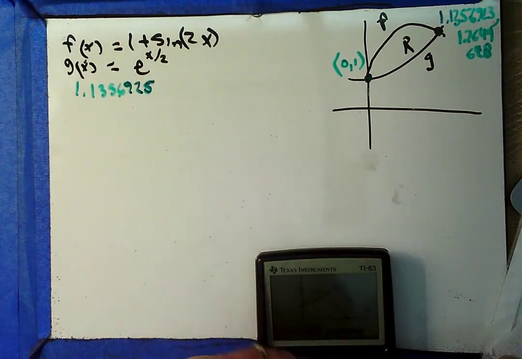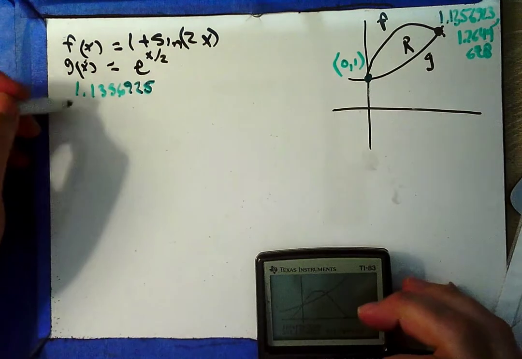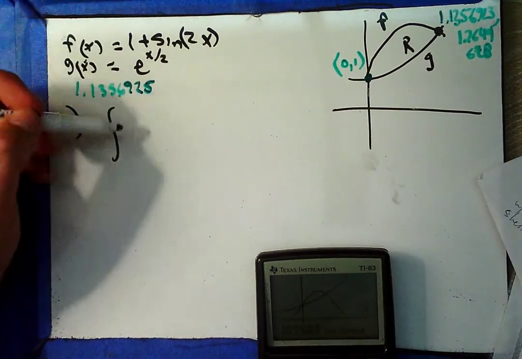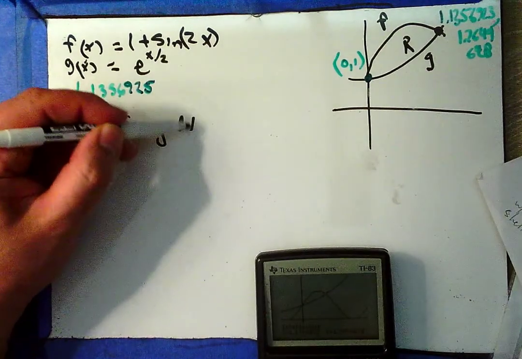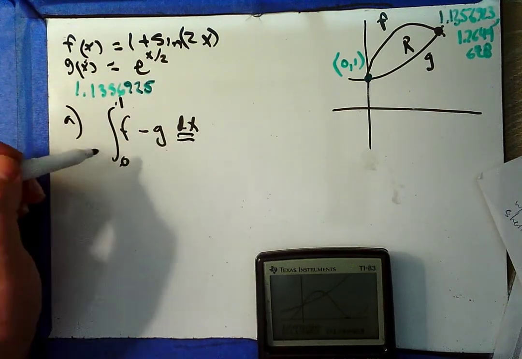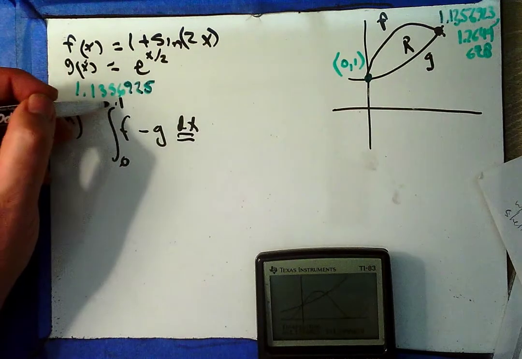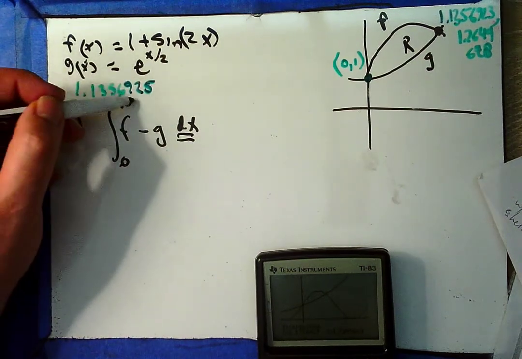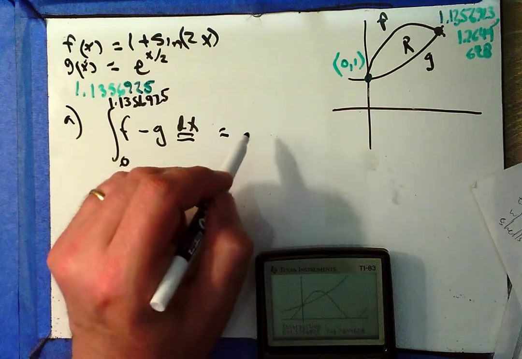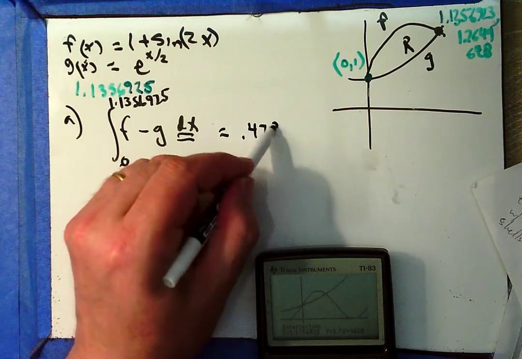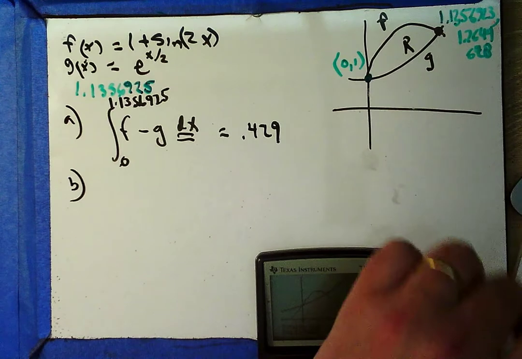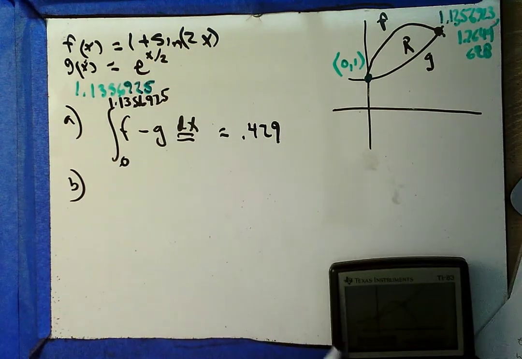Okay, so let's see what they want us to do here. They want us to find the area of R. Again, that's just a straight top minus bottom problem. Integral of f minus g dx. Since they've defined f and g, that's all you have to write. You do have to claim the boundaries. These are x bounds for my dx integral, so I want to use the x coordinates for the points of intersection, 0.3569225 and 1.1356925. And when I do, I get, for this problem, 0.429.